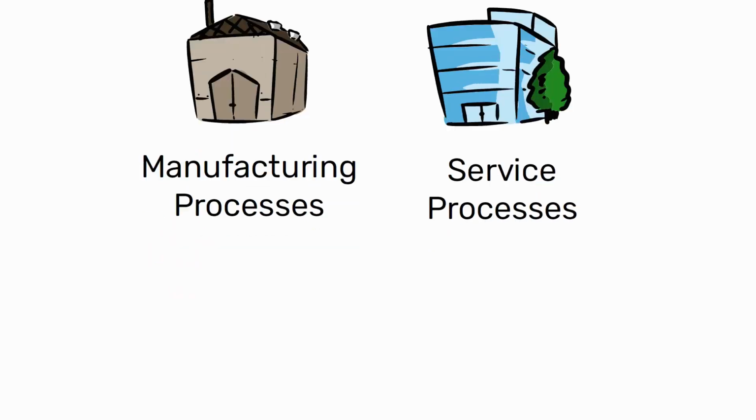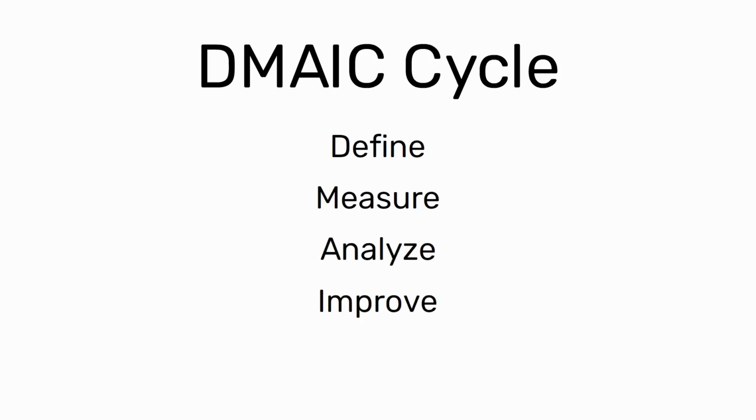The methodology is developed in five phases according to a cycle called DMAIC. During the tutorial, I will go into the detail of each phase. For now, just remember that DMAIC stands for Define, Measure, Analyze, Improve, Control.